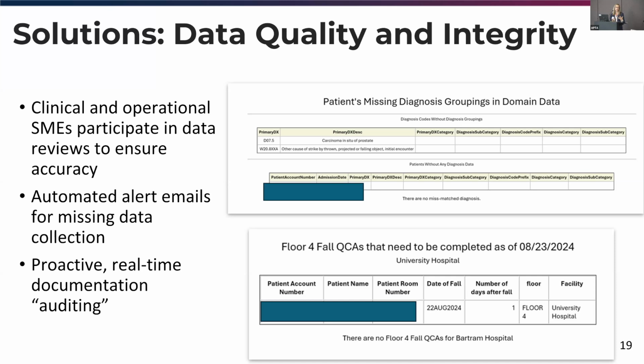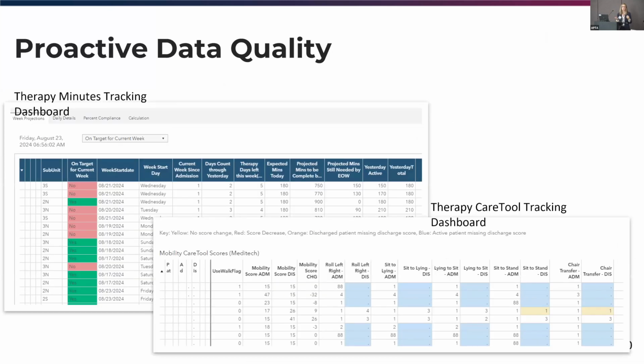We also do proactive real-time documentation, what I call quote unquote auditing, but that tends to have a negative connotation. And so really, I like to call it proactive data quality. These are two images of dashboards utilized by our inpatient therapy teams. The one on the left here is our therapy minutes tracking dashboard. This dashboard shows patient level data for our therapy teams of all of the minutes of therapy that they have received across all disciplines every day. It also then projects whether or not the patient will be on target to reach their required minutes by the end of the week.